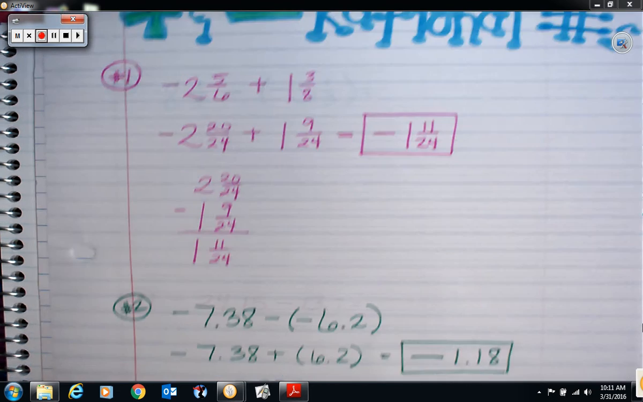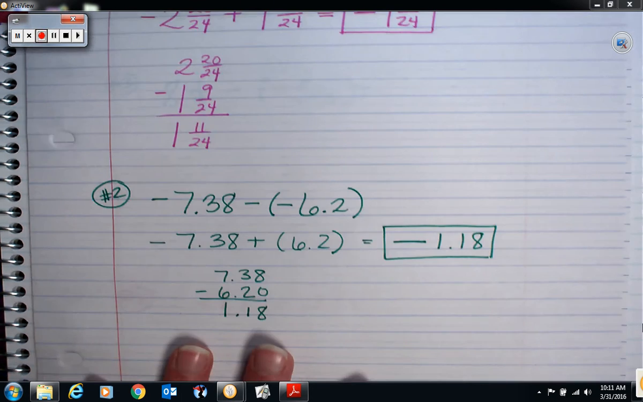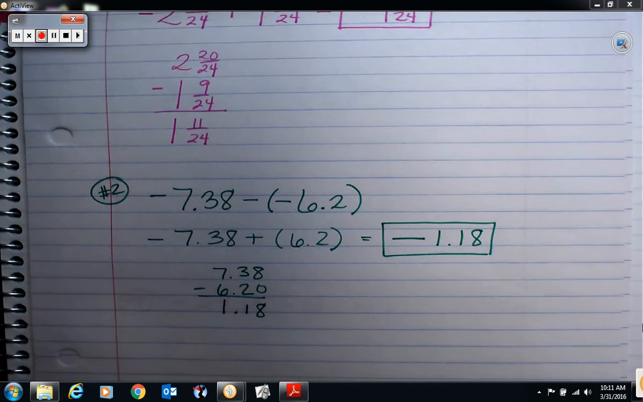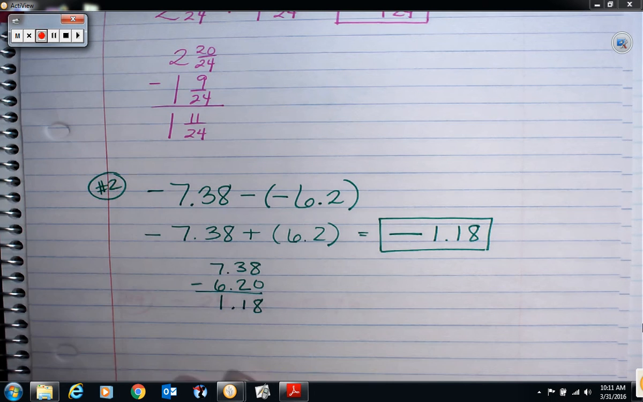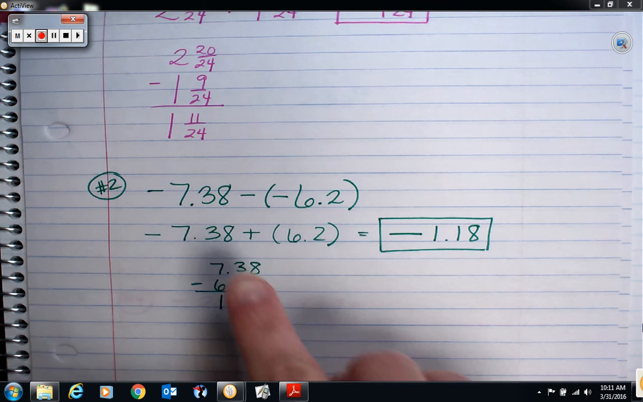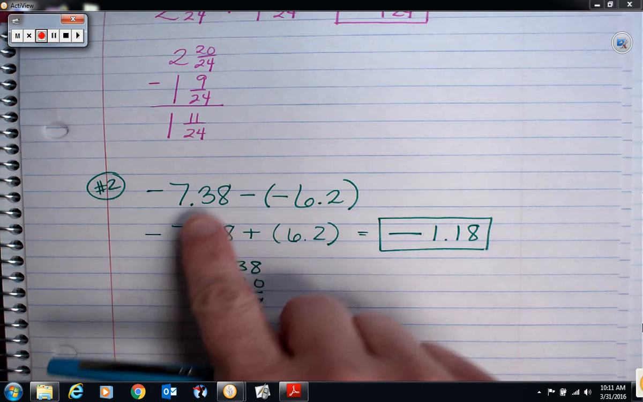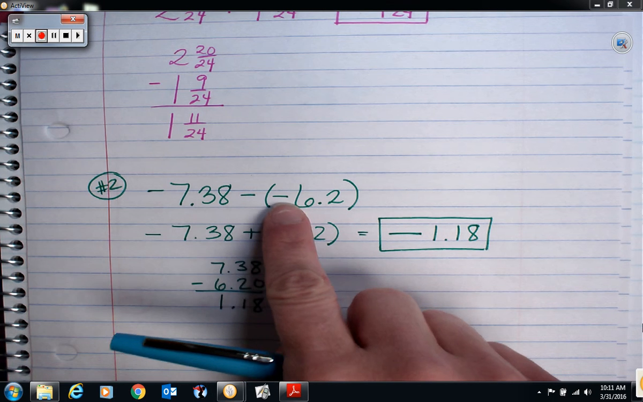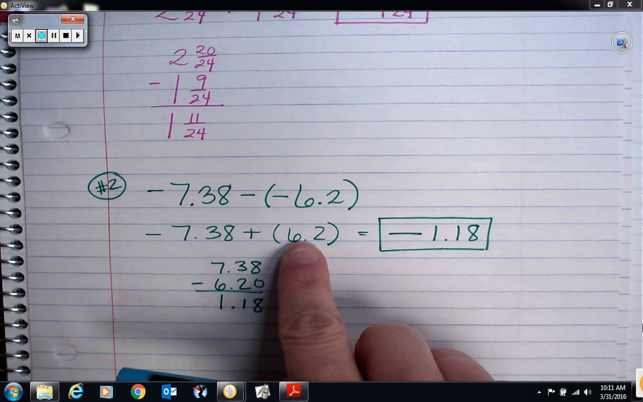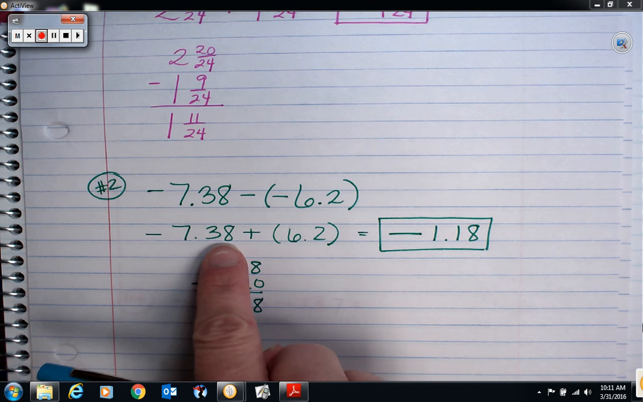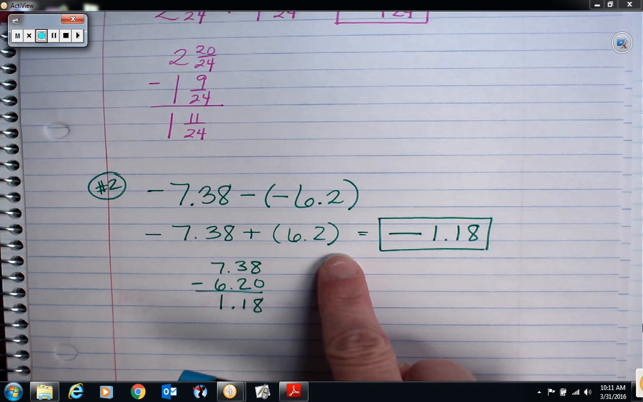On number 2, we subtracted two negative numbers, and our rule for subtraction with integers was to add the opposite. So we rewrote the problem to where we changed these two negative signs to a positive, and instead of subtracting a negative 6.2, we're going to add a positive 6.2. So negative 7 and 38/100 plus 6 and 2/10.